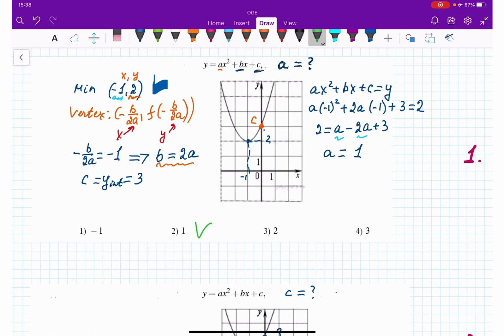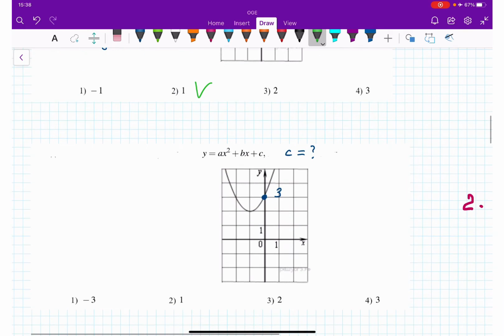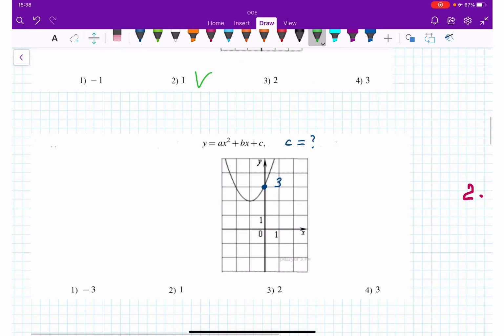Okay, moving to the next question. Here is given y and asking for the value c. Well, it's already marked down, but what is this c? C is our intercept, right? Where it's crossing the y-axis. So the value of c is going to be equal to 3. So this one was pretty straightforward. Okay? Next.